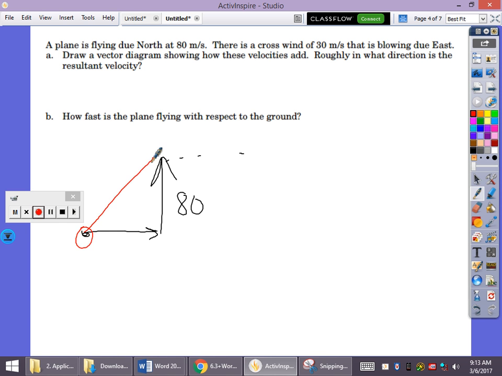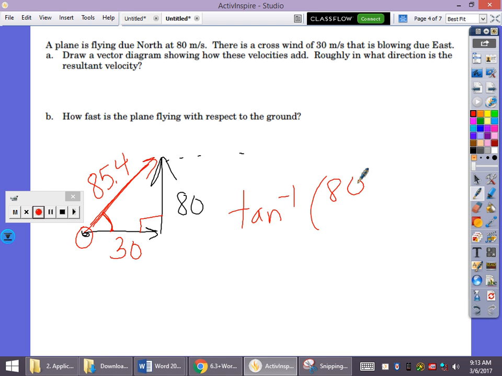So here we go, like this. The angle is where the initials come together, so right here is the angle I would be looking for, and this is the side that I'm trying to find using 30 and 80. Using Pythagorean theorem, the length of this line, or the magnitude, would be, what did you get? 85.4.